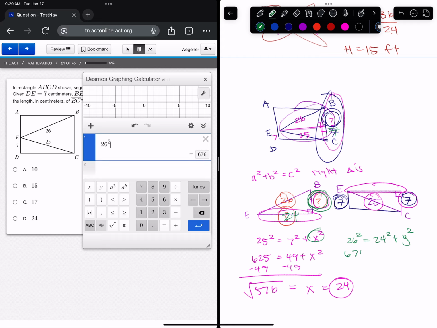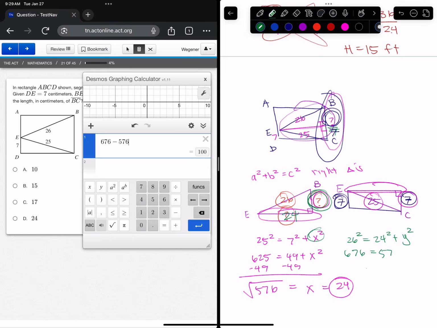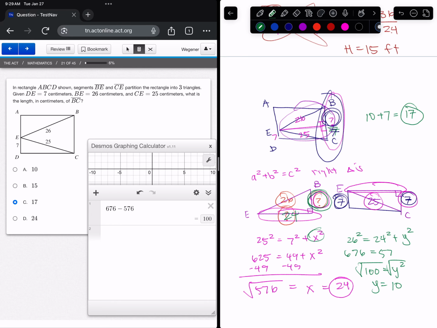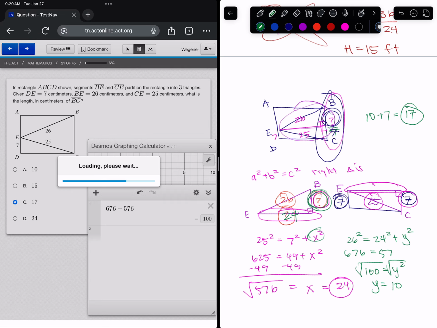24 squared is 576. So if I took the difference between those two numbers, 676 minus 576, that's exactly 100. Now 100 is equal to y squared. If I square root both sides, my missing value is y, which is 10. So what is 10 plus 7? That's 17. So the answer has to be C, okay? So let's move on to question number 22.